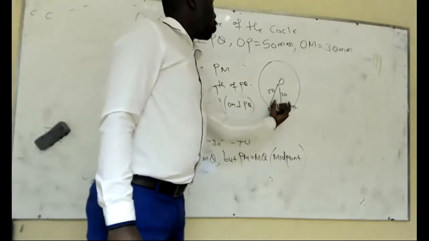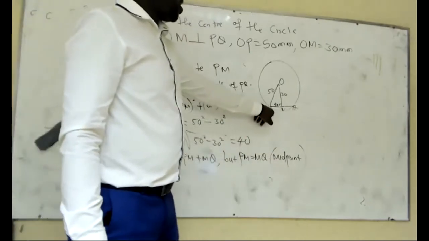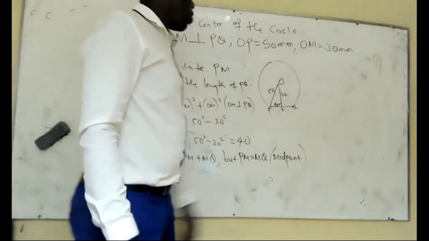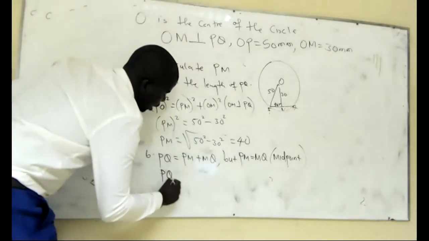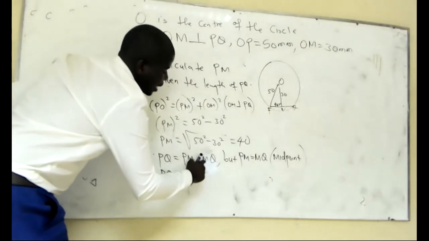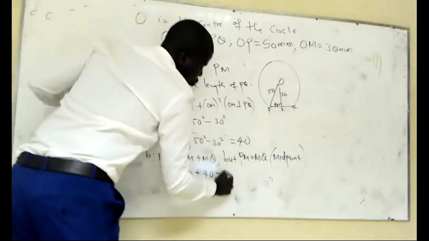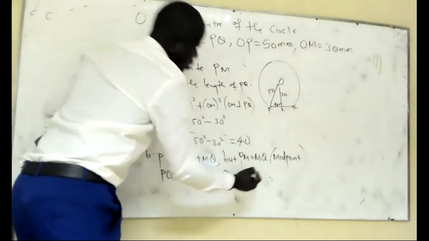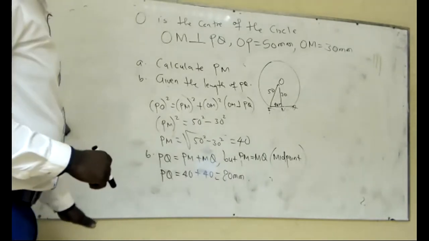Otherwise, this was not going to be equal to that if it's not because of the midpoint theorem. So we know the distance PM will be equal to MQ because we have a midpoint. I gave you the theorem just now. Therefore, PQ will be equal to 40 plus MQ, which is equal to PM, which is 40. Therefore, the distance PQ will be equal to 80 millimeters in this case. And those are the solutions we are looking for under these questions.